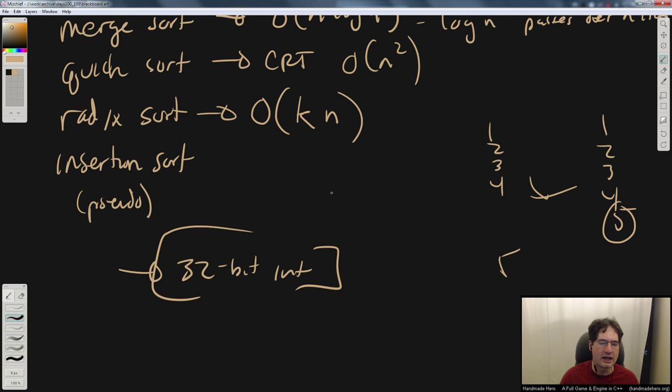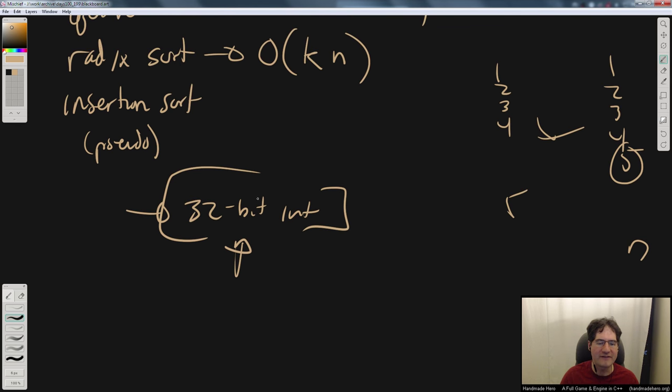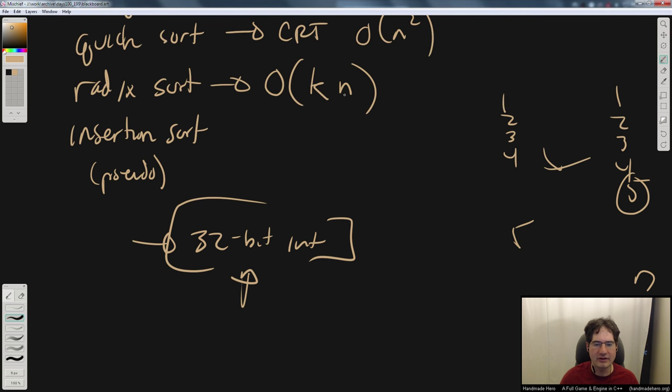So radix sort does sorting based on a direct look at the values that it's sorting, the sort key, and it assumes that they are a fixed size. And this K that's in here is that size. So a radix sort actually has two different things that affect its running time. It's the number of digits, or bits, I should say, like the bit count.